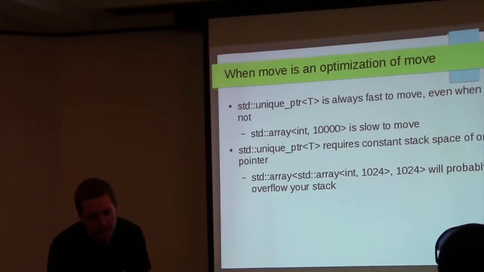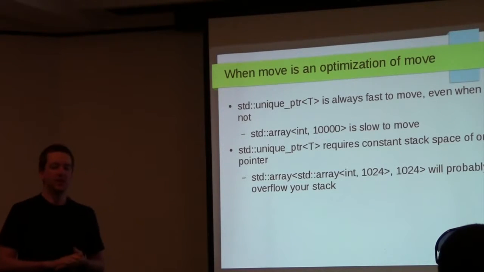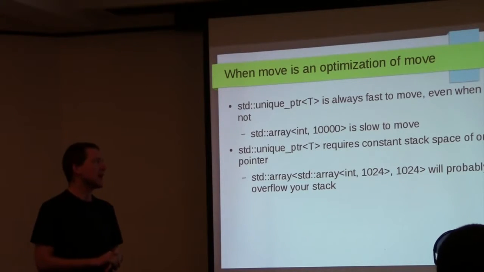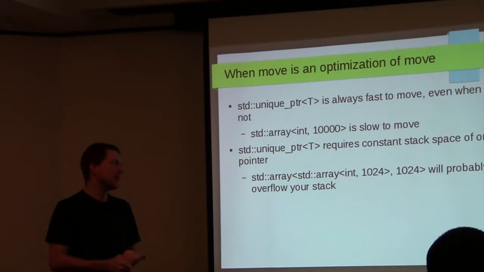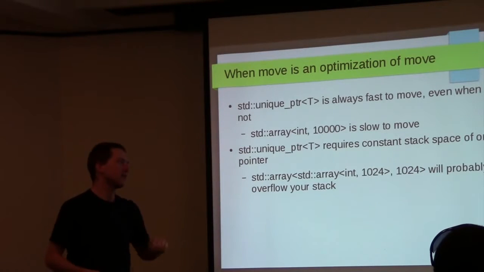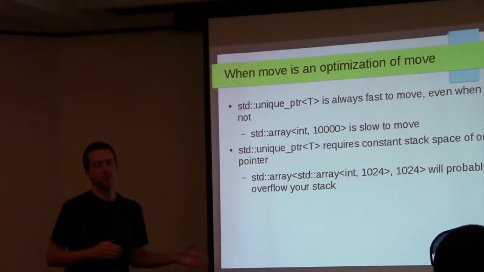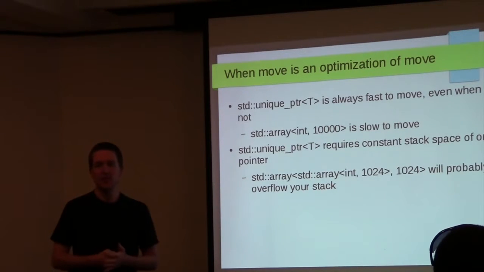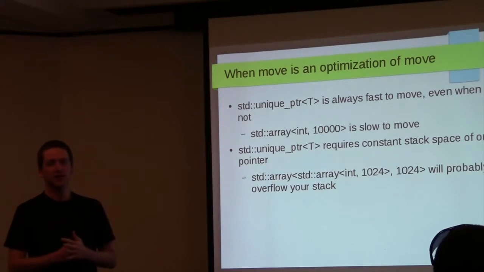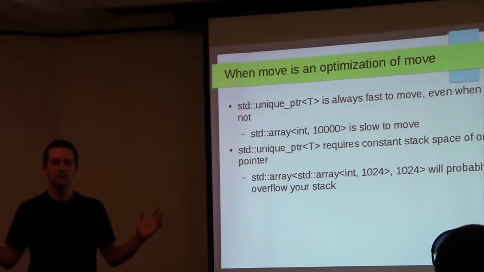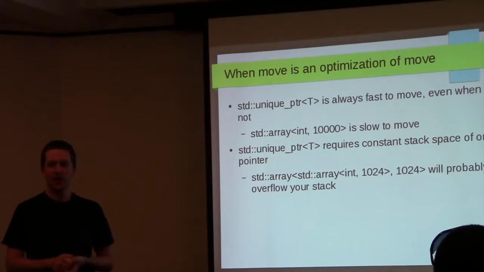Yeah, so I kind of mentioned that. Another kind of issue here is that you don't have to worry about running out of stack space with unique pointer. It's only 8 bytes, whereas if you try to just create an array of 1024 integers nested twice, that's 4 megabytes. That'll probably overflow your stack. I know some compilers are coming out with infinitely sized stacks, so to speak, but a lot of compilers do not have that.